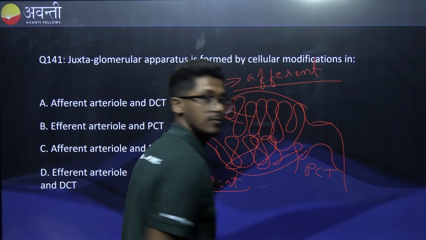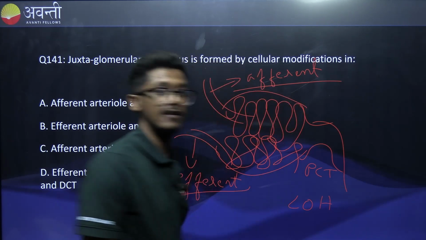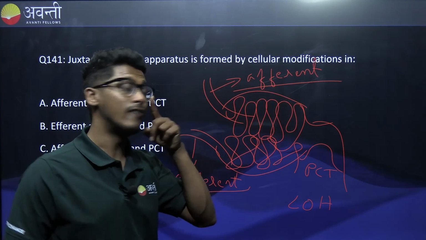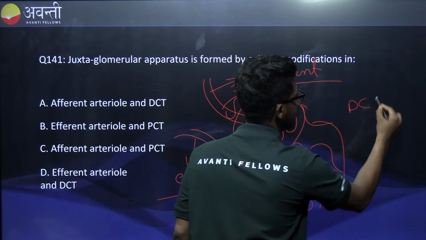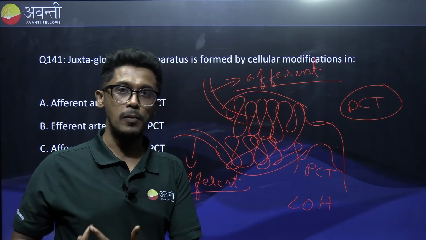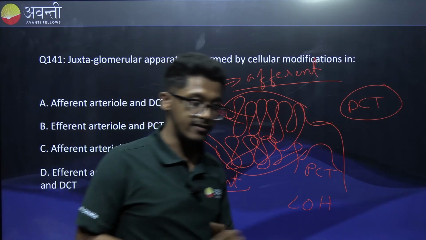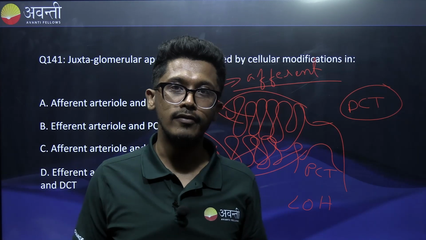PCT, that is proximal convoluted tubule, then loop of Henle, LOH, that is descending loop, ascending loop, and finally it becomes what? It becomes DCT. What is that? Distal convoluted tubule. So the distal convoluted tubule is the last portion of the nephron. Here it is determined what to save and what not to save.